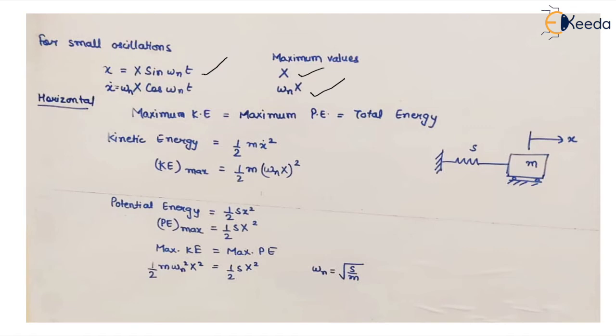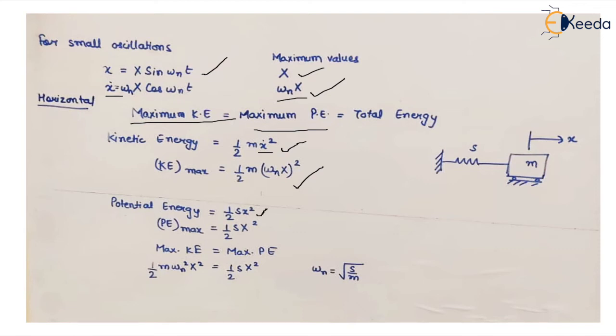Now we take the case of the horizontal spring-mass system. What is the principle saying? Rayleigh's principle or method says that maximum kinetic energy is equal to maximum potential energy, which is equal to the total energy. So kinetic energy is equal to potential energy. What is kinetic energy? It is half m times velocity squared, where velocity is x dot. The maximum value of kinetic energy occurs when velocity is maximum, and the maximum velocity is ωn times x. So we place the value. Now potential energy is half into s into x squared.